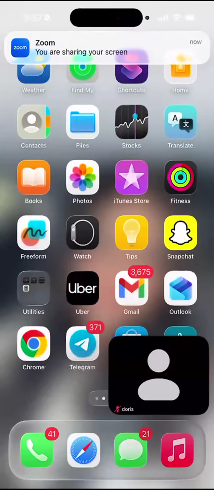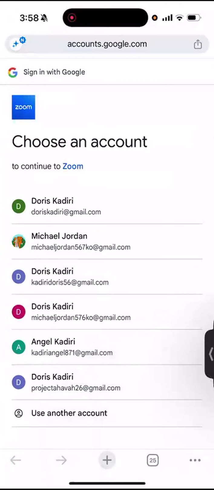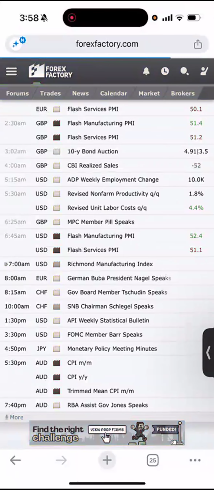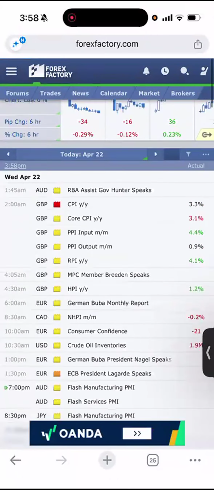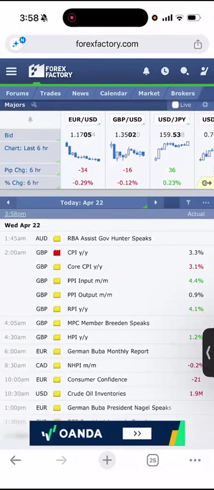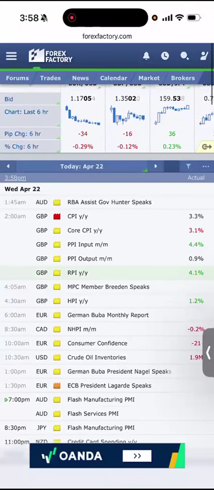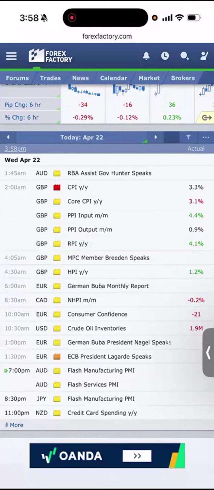Sorry guys. So this is the Forex Factory, right? Today is Wednesday, April 22nd. There is not much news today. The one you see red, when you see red, it means high impact news. It's going to affect the GBP, right? It's going to affect the GBP pair. That's the Great Britain pound.